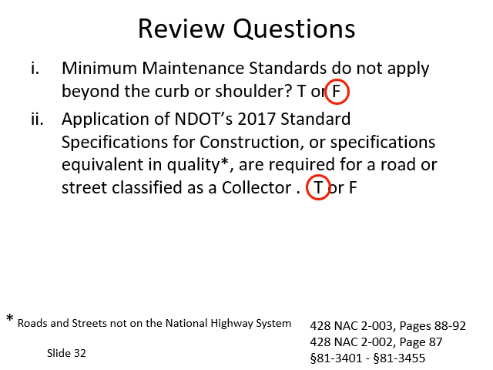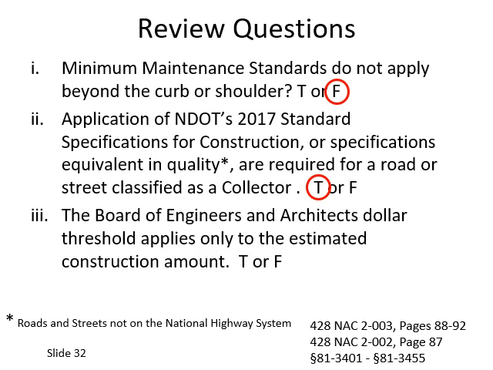Question 3. The Board of Engineers and Architects dollar threshold applies only to the estimated construction amount. True or false? The answer is false. The threshold amount, $109,000 as of December 2016, applies to the entire project cost, including but not limited to design, right-of-way acquisition costs, utility relocation costs, construction, and construction inspection costs.